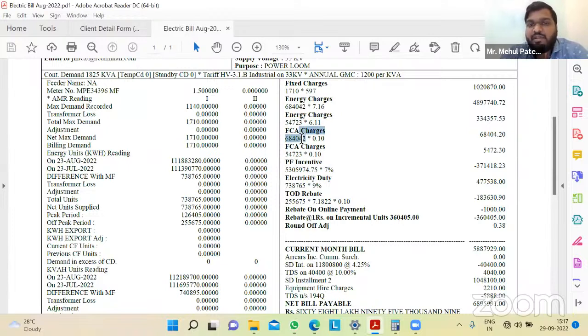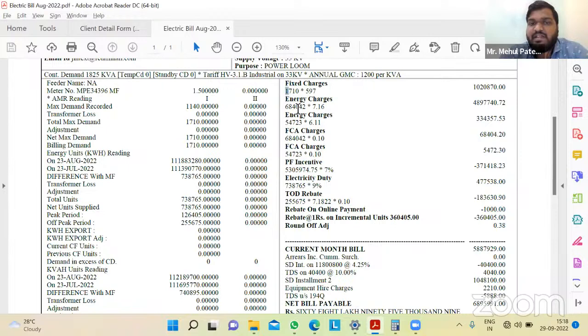Fine. Coming to the fourth particular thing, that is the FCA. FCA is nothing but fuel adjustment charges. Fuel adjustment charges are basically the charges taken by the discom, where all the transmission and distribution takes place. That adjustment is taken over here. So that charge is your peak period unit consumption multiplied by 0.1 rupees, that is 10 paise. When you multiply, you get this particular amount. Similarly, FCA charges for the off-peak period consumption 54723 is multiplied by 10 paise, and you will get 5472 rupees.